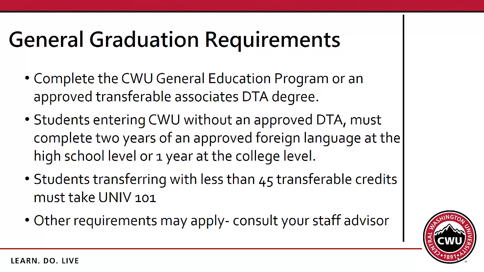Students entering CWU without an approved DTA must complete 2 years of approved foreign language at the high school level or 1 year at the college level. Students transferring with less than 45 transferable credits must take University 101.